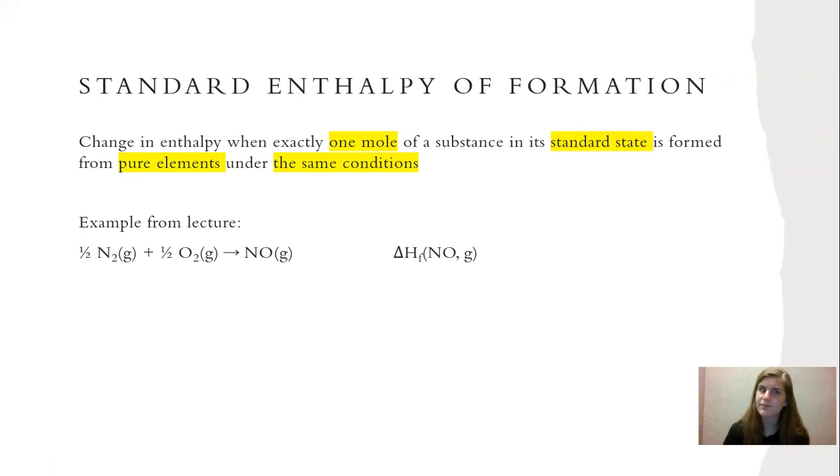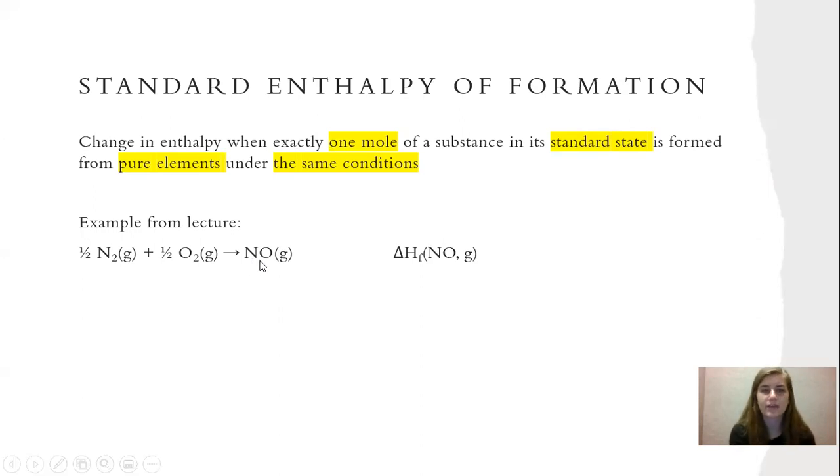So what does this look like? This is a very specific sort of enthalpy. We need exactly 1 mole. We need its standard state. We need pure elements, and we need the same conditions. If you don't have any of these things, it's going to mess with it. The most important thing to look at is that this doesn't have a coefficient. That's what we mean by 1 mole of substance formed. If this has a 2 in front of it, it's not a standard enthalpy of formation. But because the product doesn't have a coefficient, we're good. And please note that there's not 2 or 3 or 5 products, there's only 1. So we're having 1 mole of one thing.